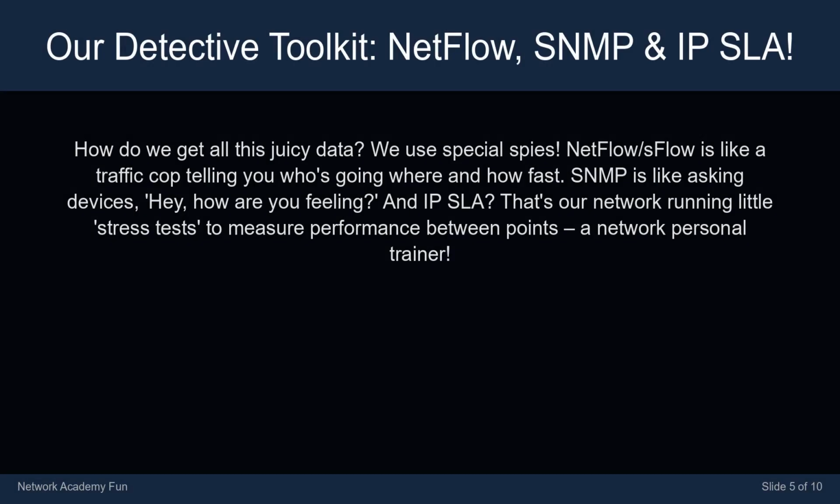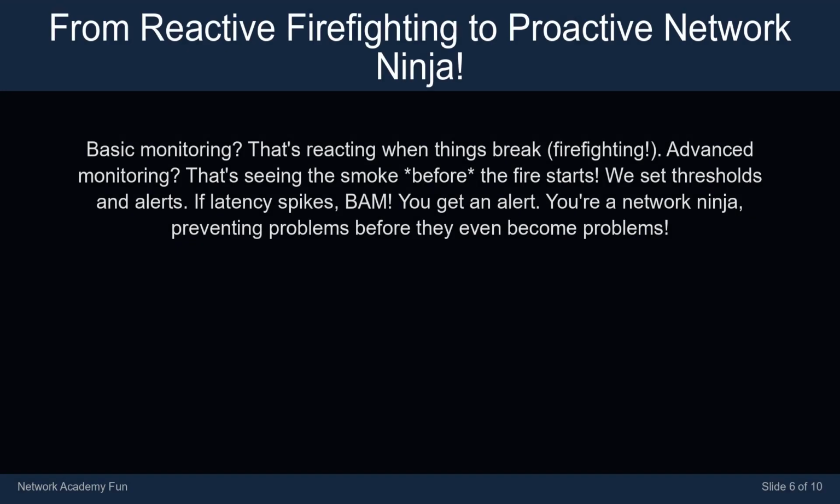How do we get all this juicy data? We use special spies. NetFlow and sFlow are like a traffic cop telling you who's going where and how fast. SNMP is like asking devices, hey, how are you feeling? And IP SLA? That's our network running little stress tests to measure performance between points, a network personal trainer.